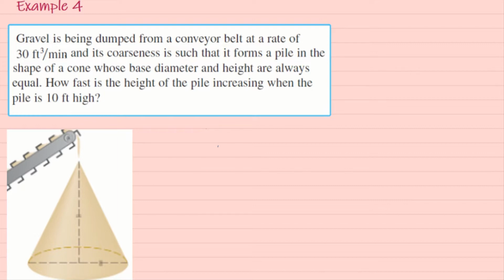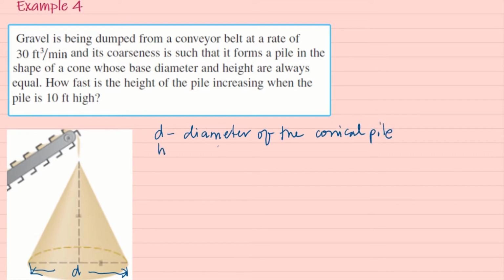So using the illustration given, let us label the base diameter of the cone by D. So we use D to represent the base diameter of the conical pile. And then let us use H to represent the height of the conical pile.